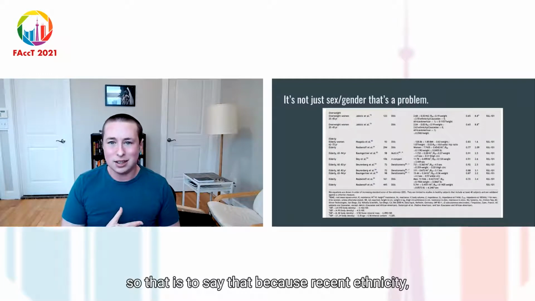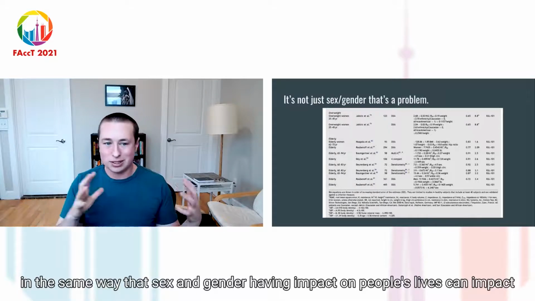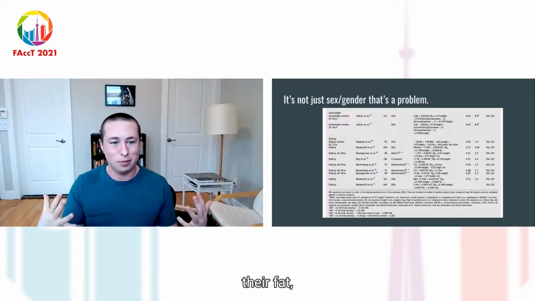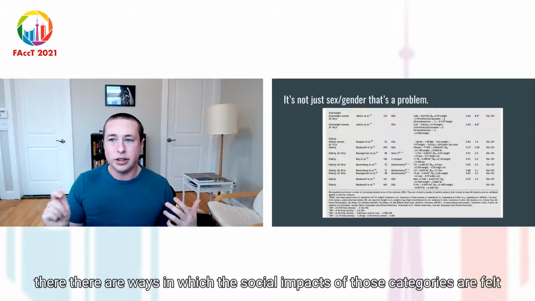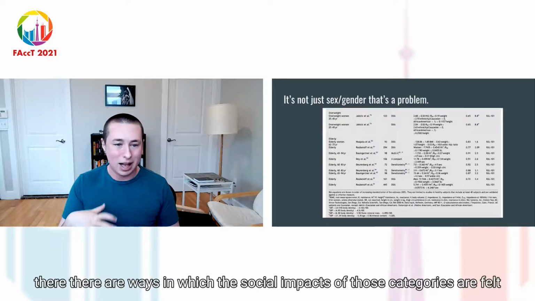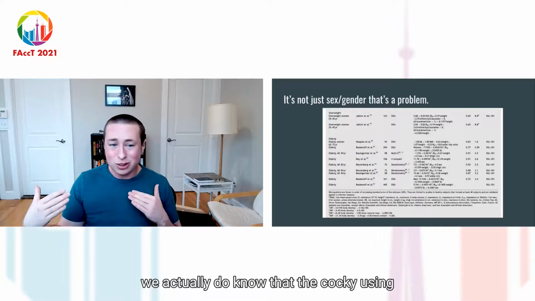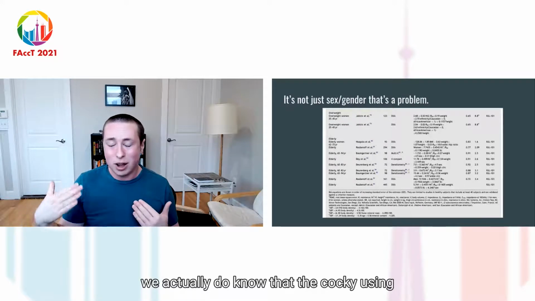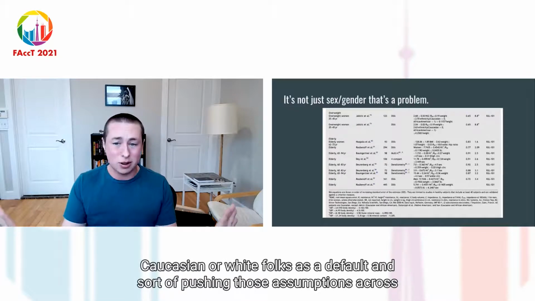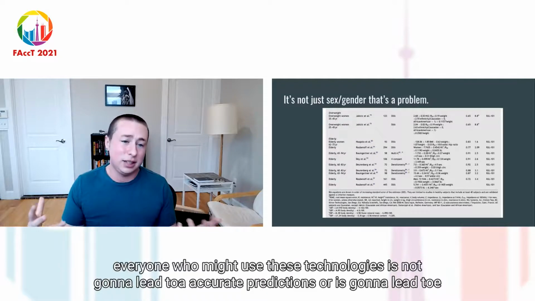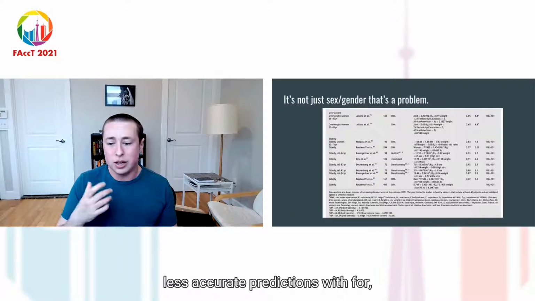So that is to say that race and ethnicity, in the same ways as sex and gender, have impacts on people's lives and can impact their body fat percentage, because there are ways in which the social impacts of those categories are felt on the body. We actually do know that using Caucasian or white folks as a default and pushing those assumptions across everyone who might use these technologies is going to lead to less accurate predictions for folks who aren't white.